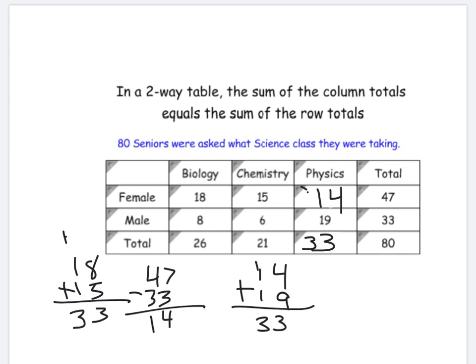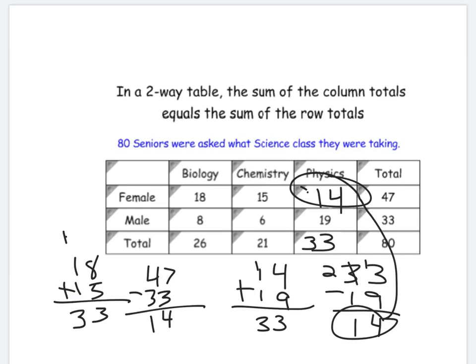Let's say I went the other way and I didn't know how many females were in physics. In order to find the 14, I could have taken the total, 33, and subtracted the males that are in physics, the 19, and I could have come up with the same thing, the 14. I would have had to borrow, because I can't take 9 from 3, so that would have become a 13, and the 3 a 2. 13 minus 9 is 4, and 2 minus 1 is 1. So then that would tell me again that there are 14 females in physics. So I could have done this numerous ways. There are numerous ways to fill in the values from each particular section of the two-way table.